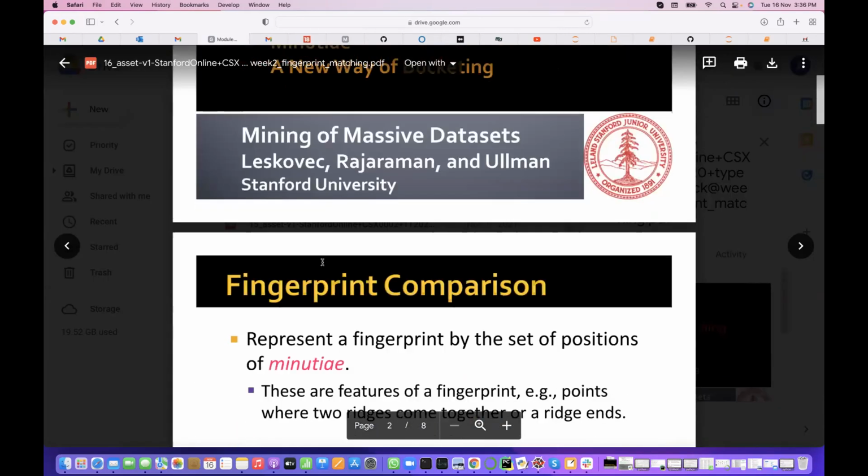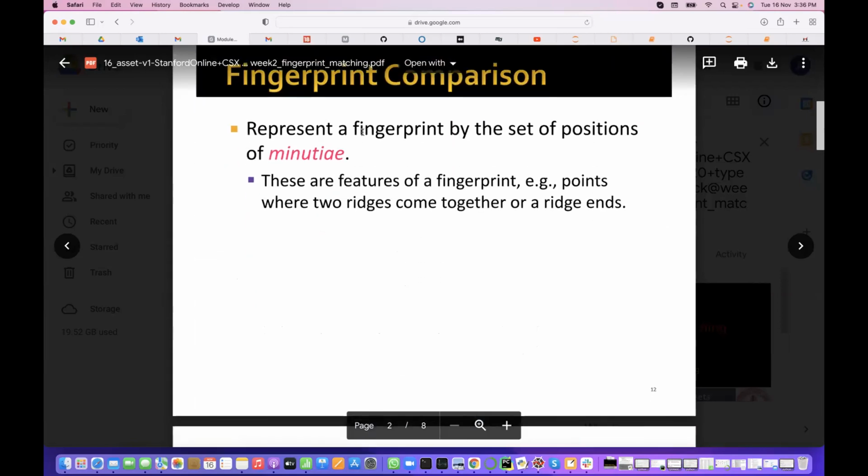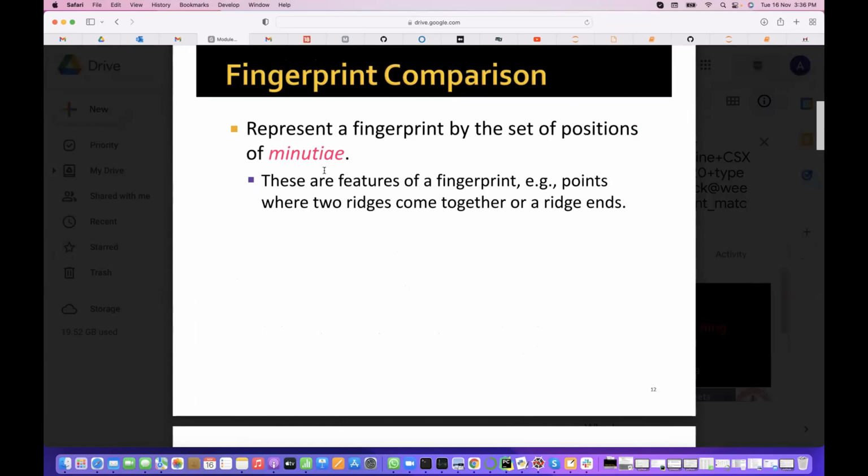Fingerprint matching is another application. Represent a fingerprint by the set of positions of minutiae. What they do is, usually they take an image and make it the same size, then they divide it into different positions, meaning a grid. On this grid, where light is there, it is white, and if no light is there, it is black, right? Whether it is black or white, they do that.